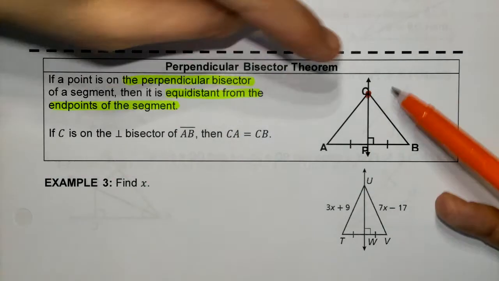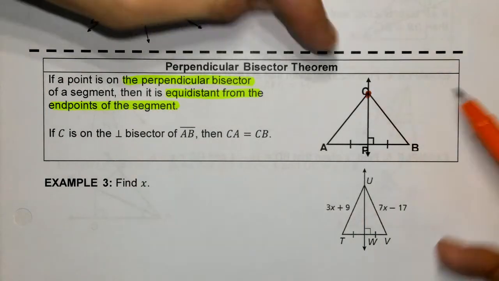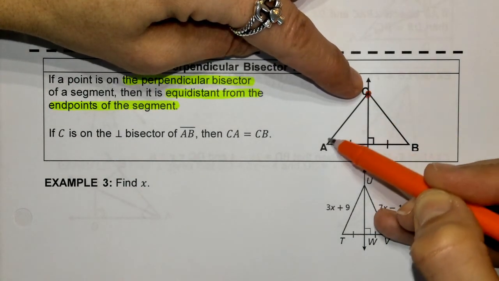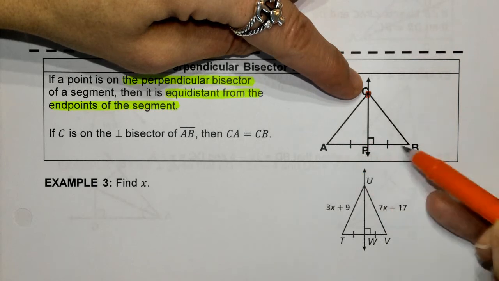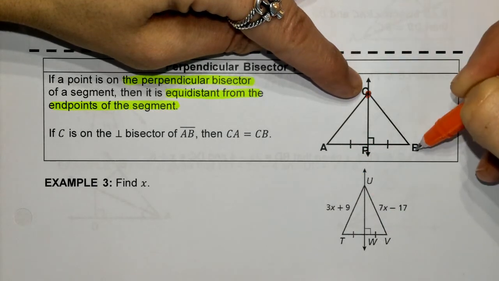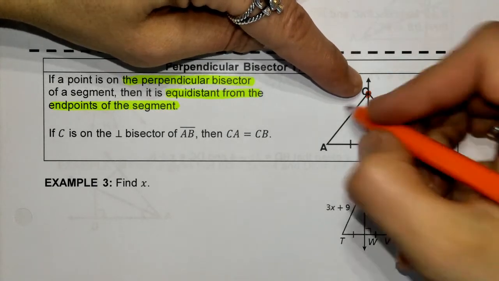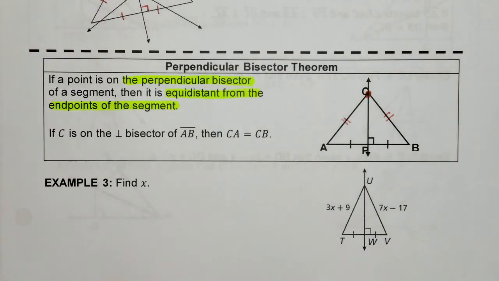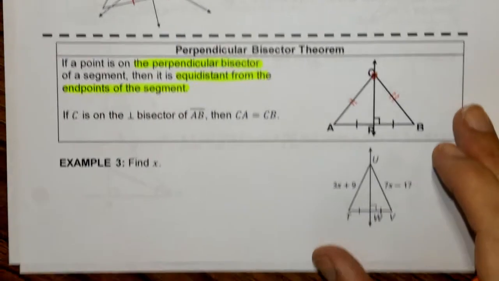And when it says from the endpoints of the segment, what we mean is the distance from C to A, the endpoint of AB, and C to B, the other endpoint of AB, they are going to be congruent. Okay? So you have an isosceles triangle. And that's what ends up happening with perpendicular bisector. When it comes out of the vertex, you actually have an isosceles triangle. Okay? So let's take a look at this in action here.